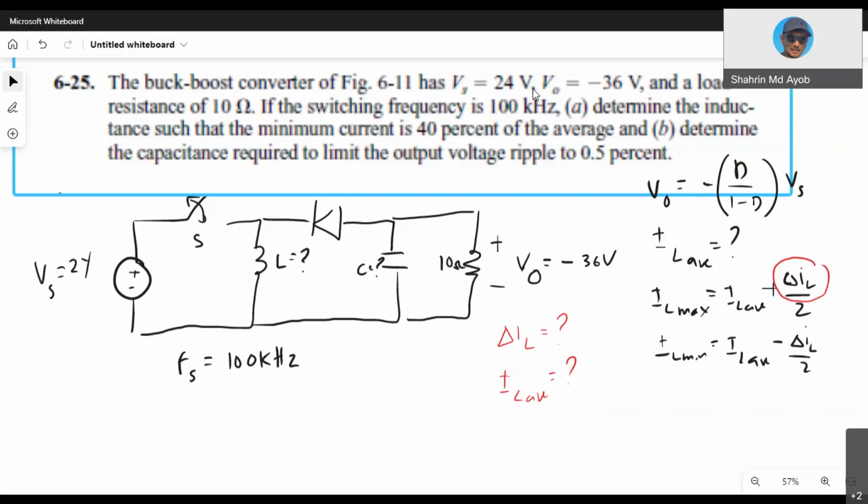Can you get it? Oh, okay. Did you get it? Or you know how to do it, or you don't know how. How to obtain delta IL?